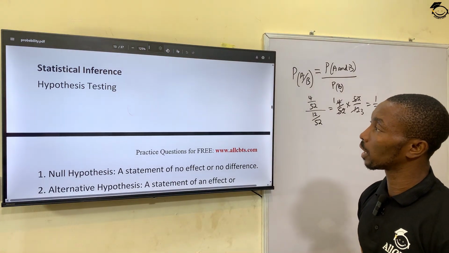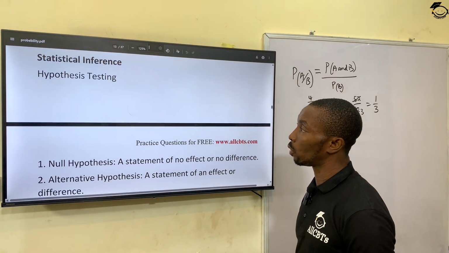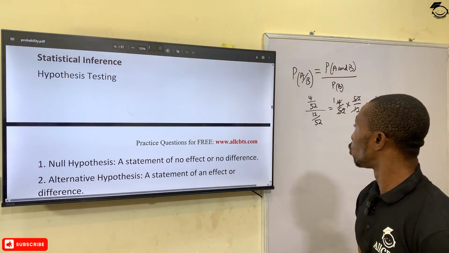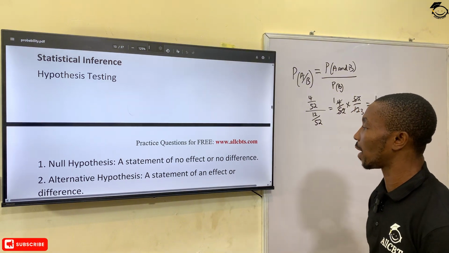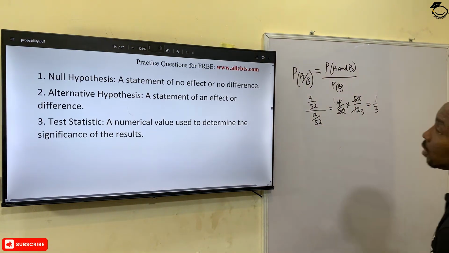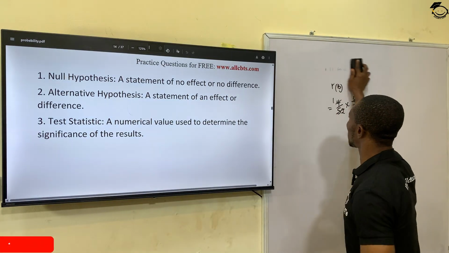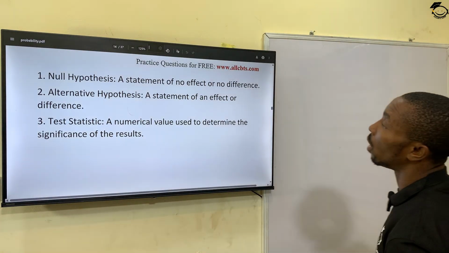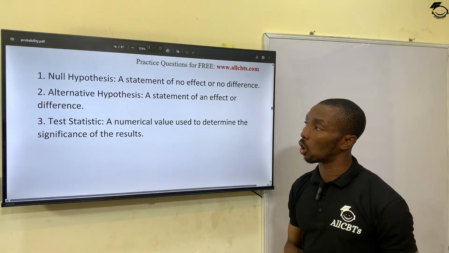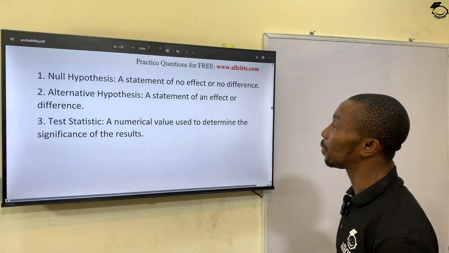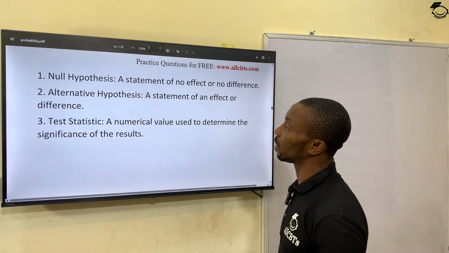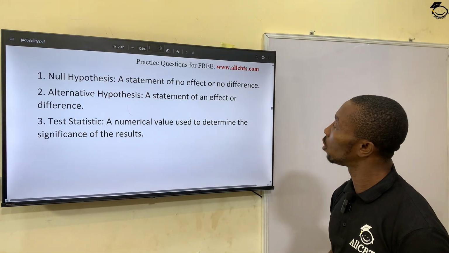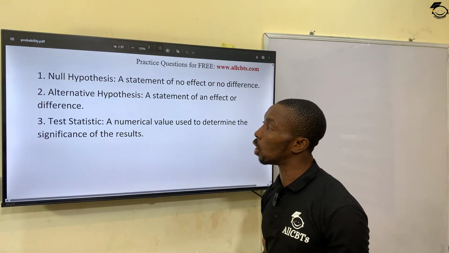Now, talking about our statistical inferences, what we have is hypothesis testing. We have the null hypothesis, which is a statement that has no effect or no difference. Okay? Our null hypothesis has no effect or makes no difference on our testing or on the sample being tested. Then the alternative hypothesis is a statement of the effect or the difference it has made on our sample population.